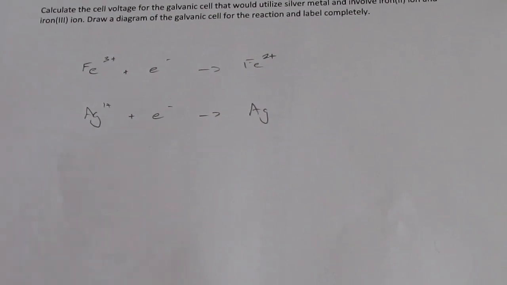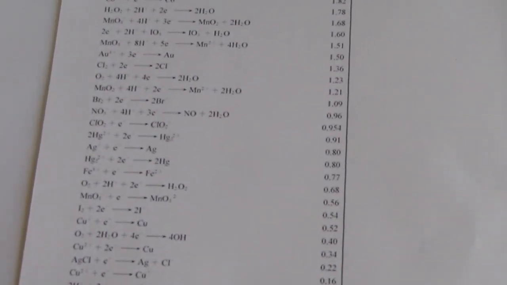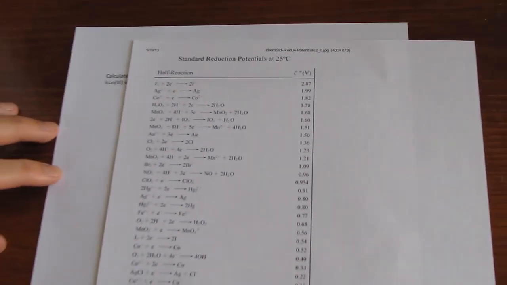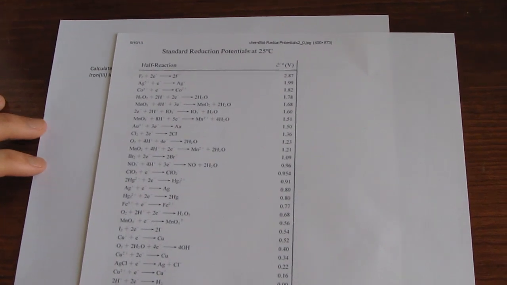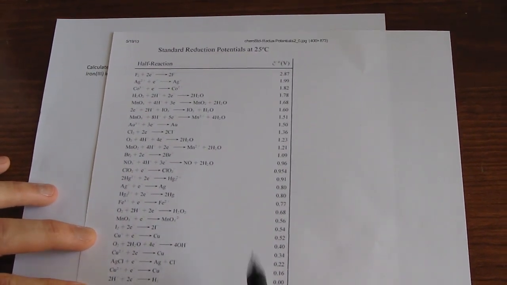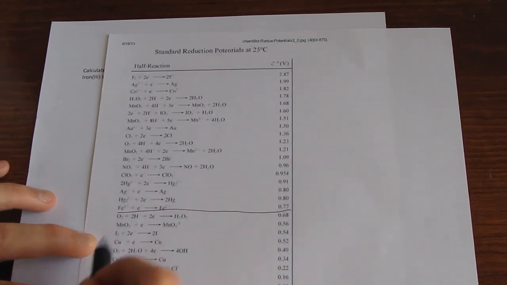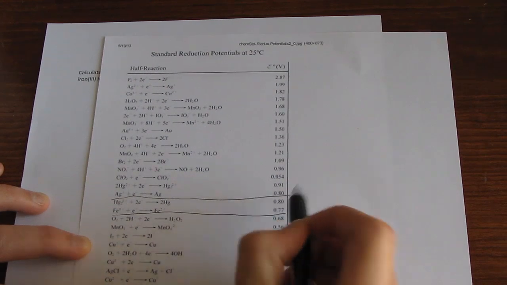So we need to look at the half reaction potentials. This is where the standard table of reductions comes in handy. So we need to look for both reactions on our table. The iron reaction has a cell potential of 0.77 volts, and the silver reaction has a potential of 0.80 volts.